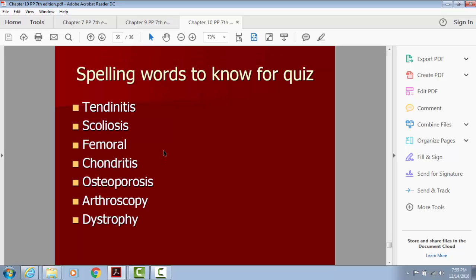Spelling words to know for the quiz. Tendinitis, typically is misspelled right here, a lot of people want to put an O here. Scoliosis, femoral, chondritis, osteoporosis, arthroscopy, and dystrophy.